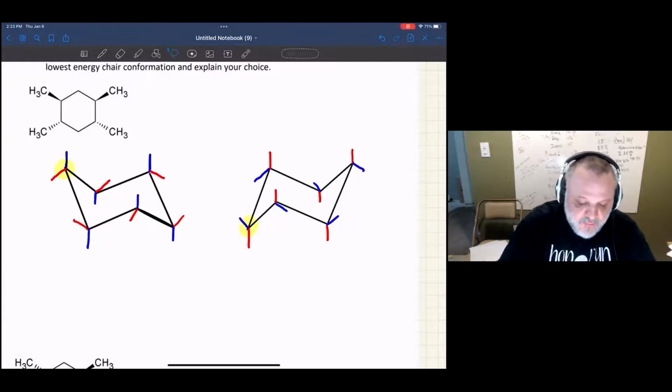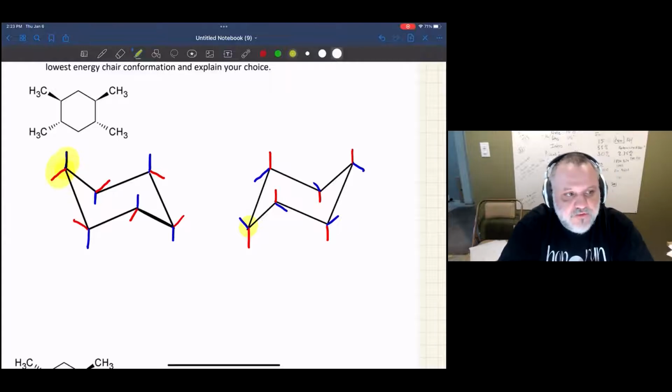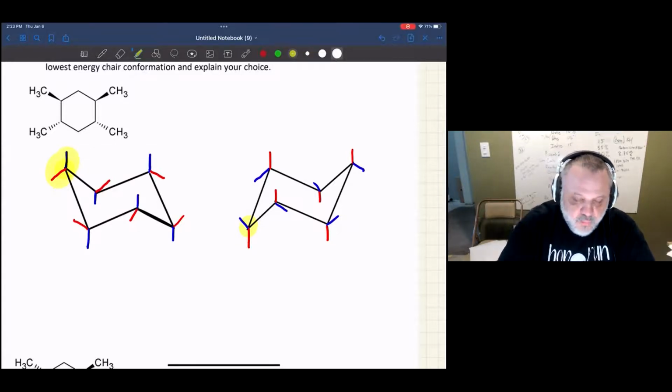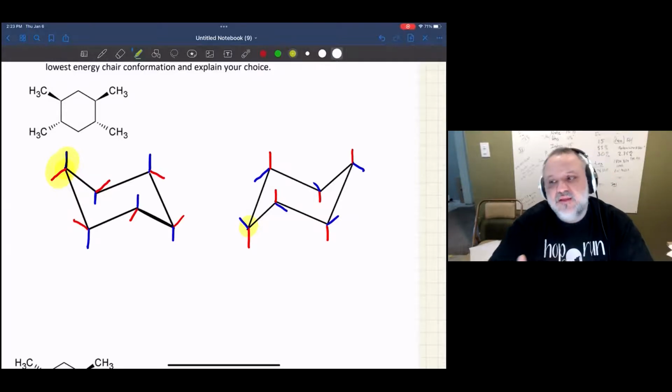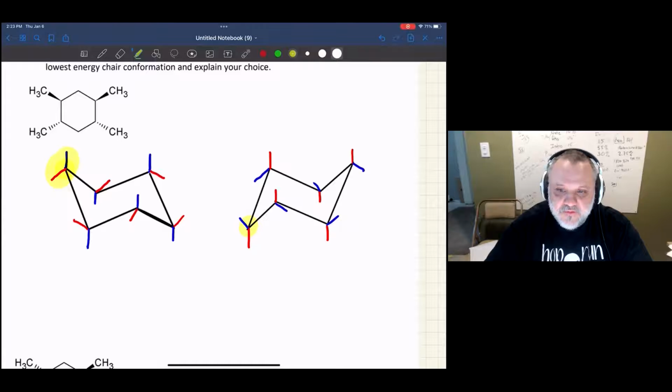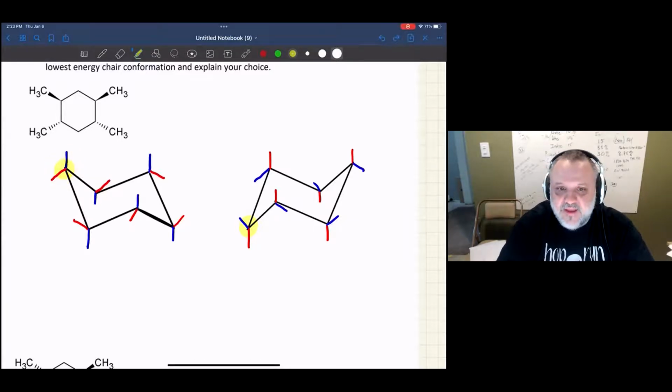Now, I'll just point out, let's take a look at this atom that's highlighted. The axial bond becomes the equatorial bond, and the equatorial bond becomes an axial bond. But they don't switch positions. If the bond was in the up position in one chair, it's going to be in the up position in the other chair.